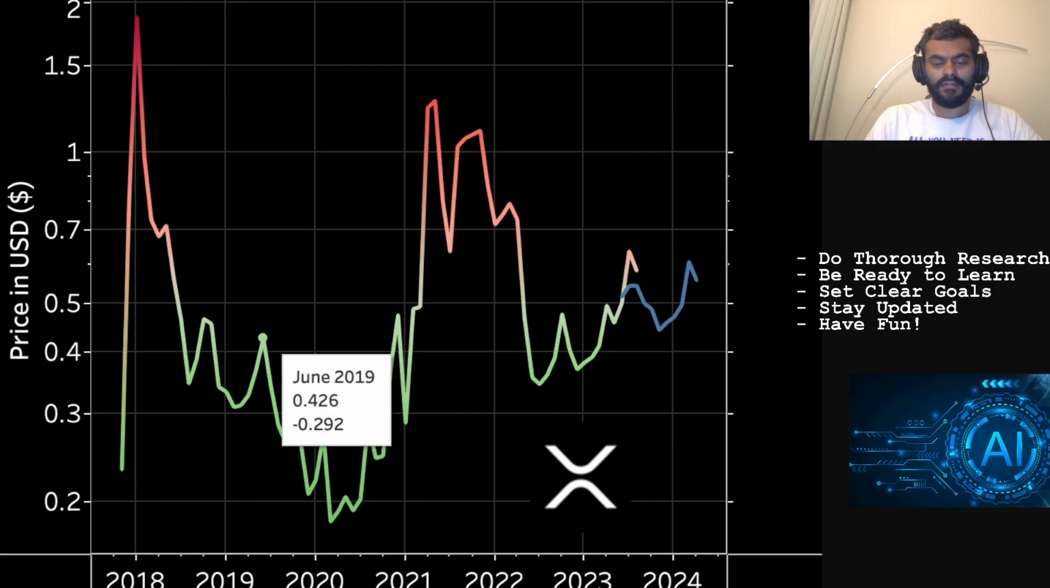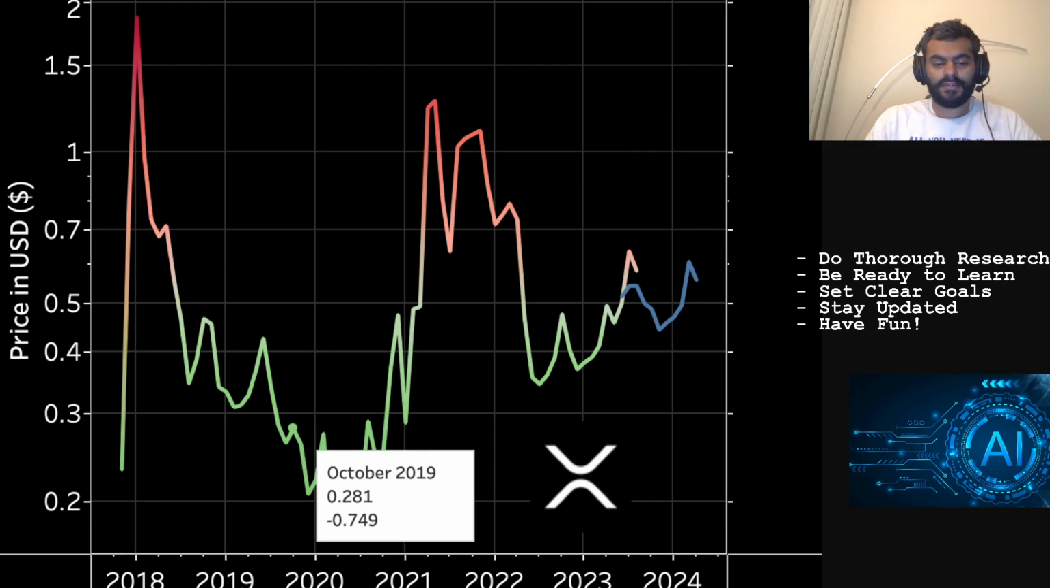Similarly, when the price color is dark green, for example in October 2019, when the monthly average price was 28 cents, the z-score was negative 0.74. That means the price was 0.74 standard deviations away from the mean to the downside.